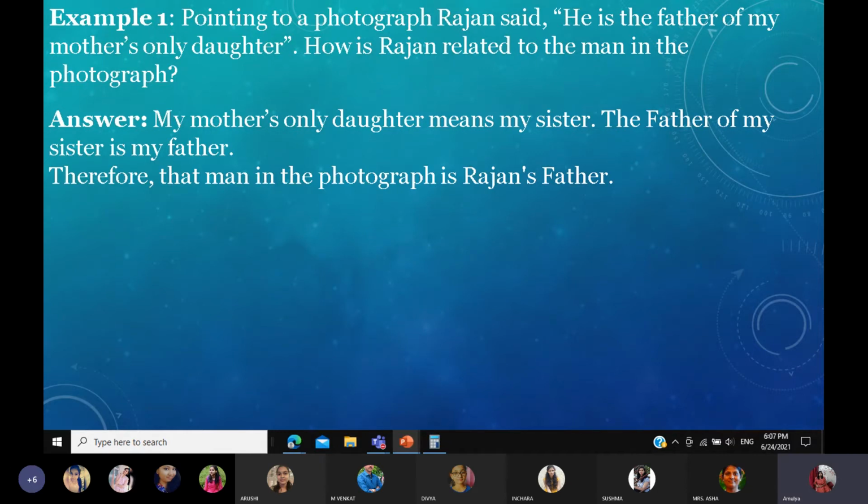Where Ranjan is the brother of the sister, the father of my sister is my father. Therefore, the man in the photograph is Ranjan's father.